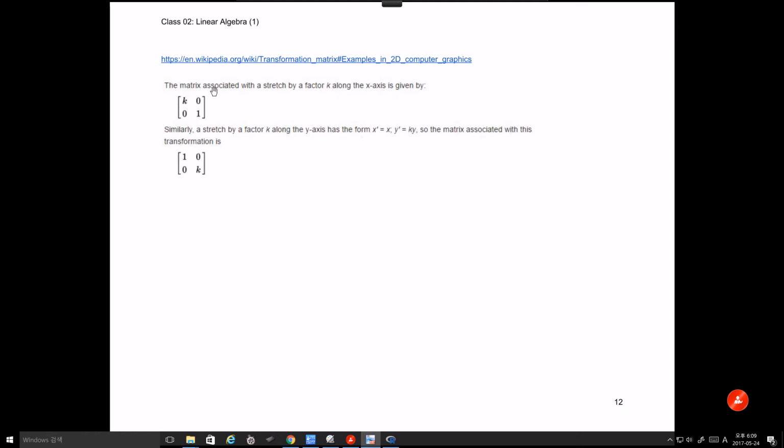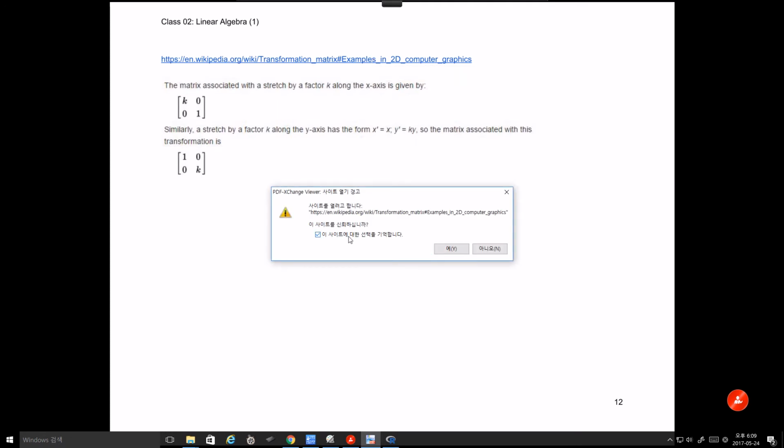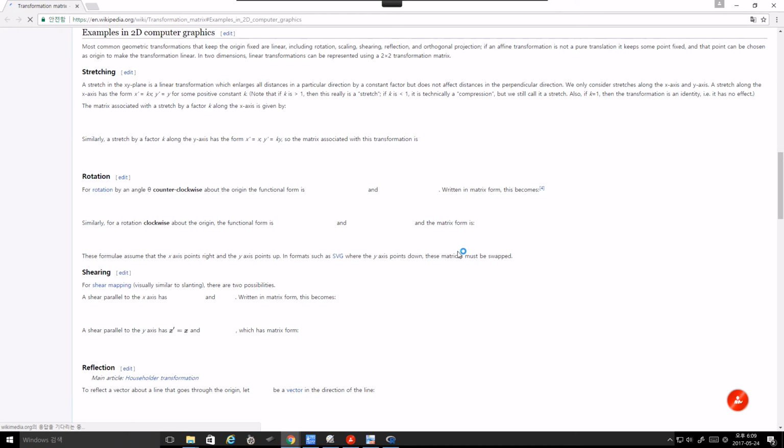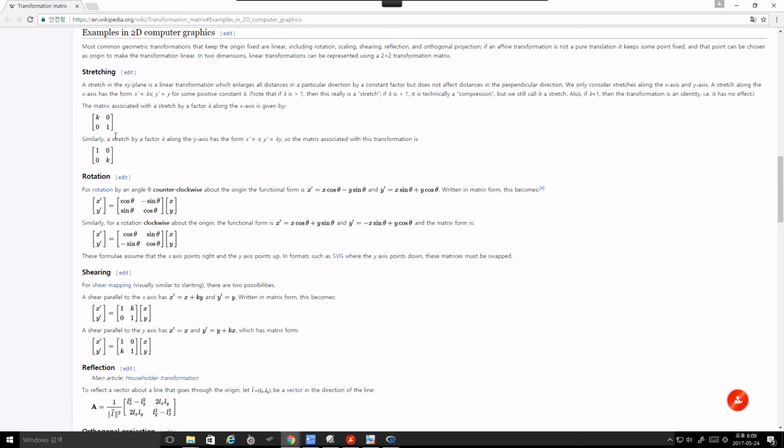Now, the matrix associated with a stretch by a factor k along the x-axis is given by [k 0; 0 1]. Actually, we can click this link. So this matrix is called stretching, stretching in the direction of x. And this matrix is stretching in the direction of y.